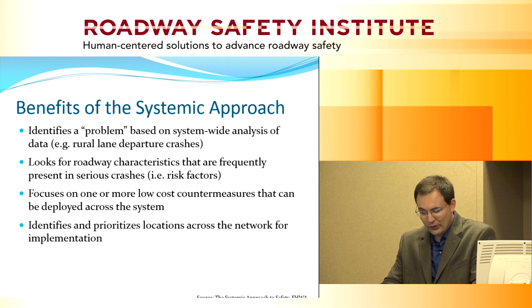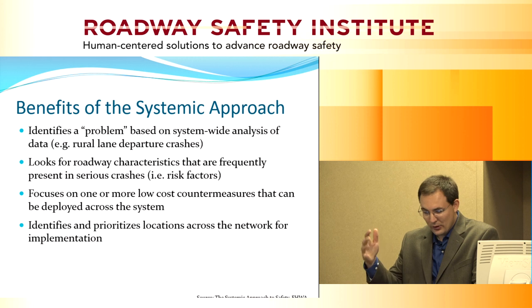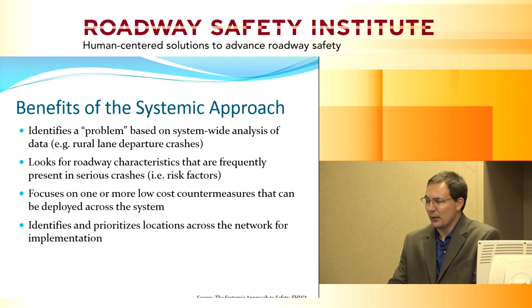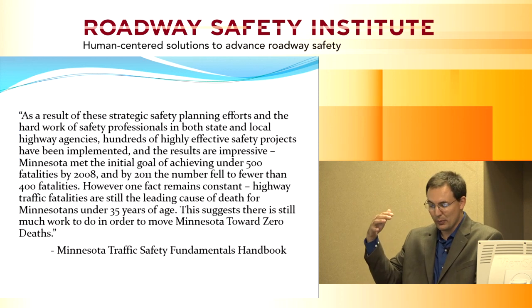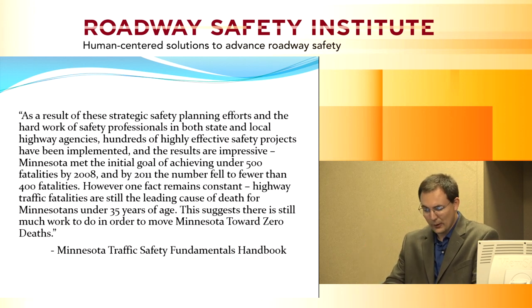Low-cost countermeasures can be deployed across the entire at-risk system. And this whole exercise of prioritizing the network is so we can screen it better, instead of just looking at a worst-first basis. So it's much more comprehensive. It's risk-based instead of crash-based only.